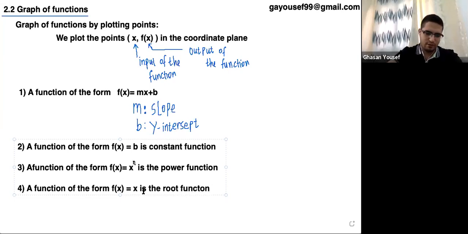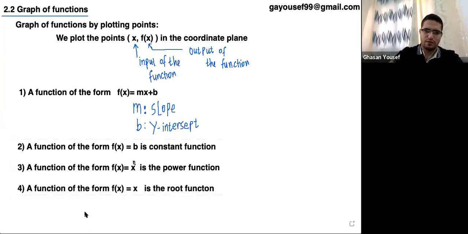1 over n, I mean here, 1 over n. And n must be not equal 0, because if it's 0, it will be undefined. So here, x to the power 1 over n is the root function. For 3 and 4, I'm going to use them for the example below, how we can graph a function with the power. And for 4, I'm going to graph the root function too.